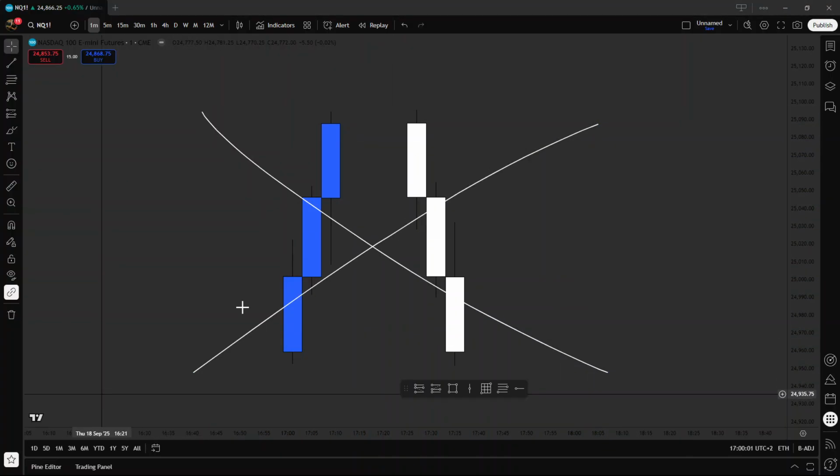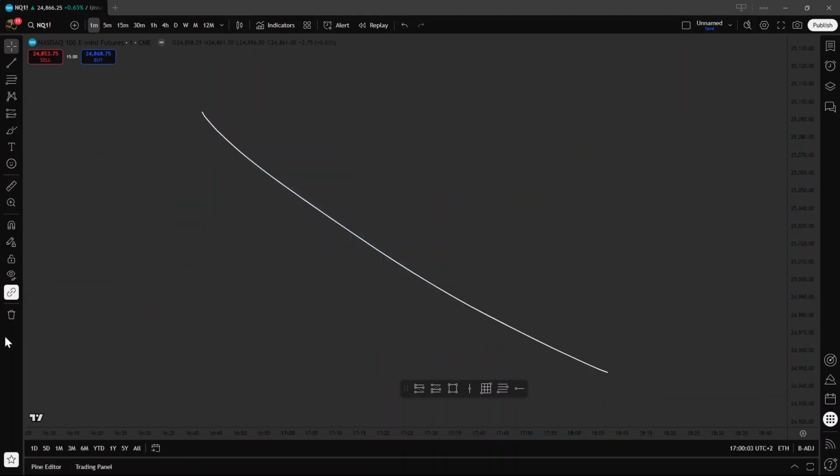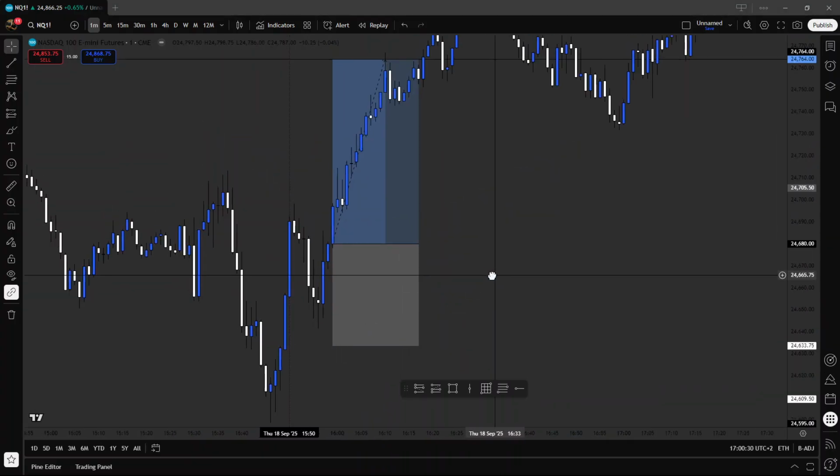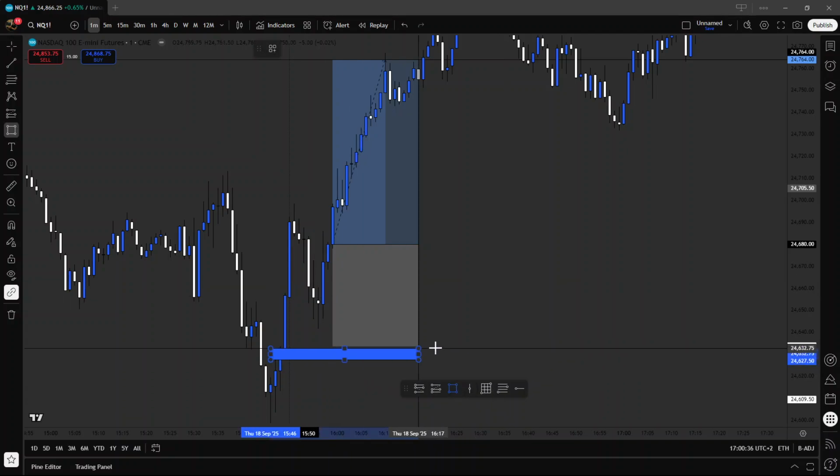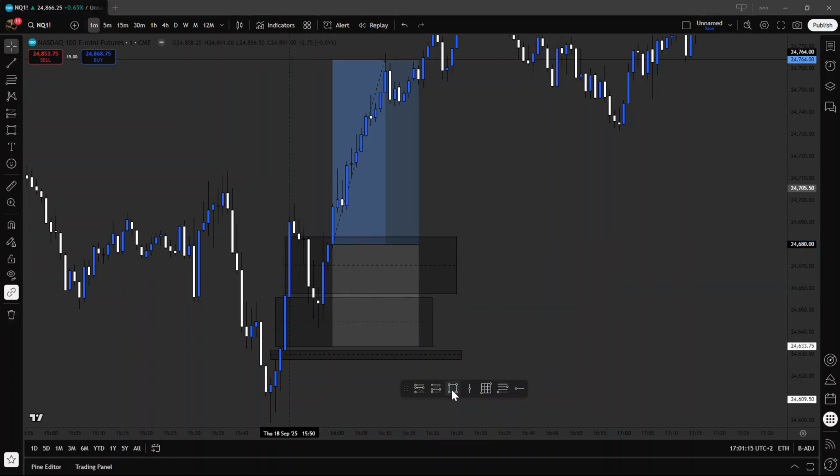Now I'm going to show you an example on the charts. So this is the trade that I took on Thursday, and I'm going to mark out every single fair value gap of these blue candles. Also these bearish white candles.